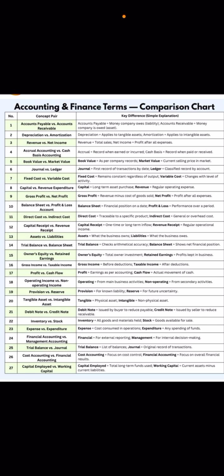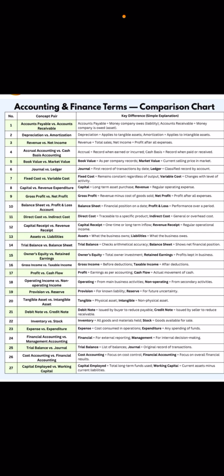Next point, revenue versus net income. Revenue means total money earned by sales. The money we get from sales is known as revenue. Net income means profit after all expenses are removed. When all expenses are removed, we get profit, which is treated as net income.